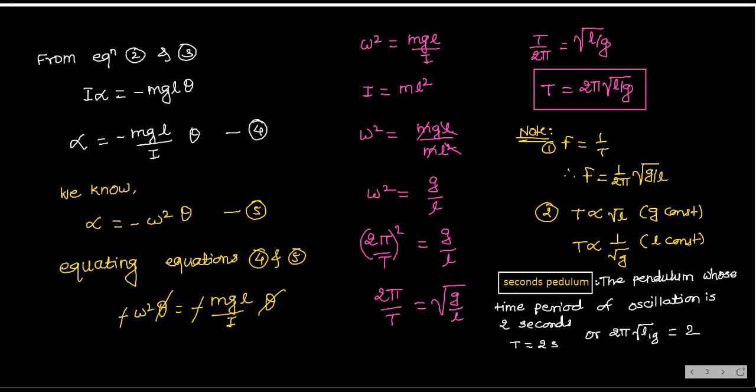If you solve this by substituting G is equal to 9.8, then you may get L, the length of pendulum, how much? Nearly 1 meter. Understand? This is the length of seconds pendulum. How much is that? 1 meter. If you solve this by substituting, then you will get L is equal to 1 meter. That is the length of seconds pendulum.